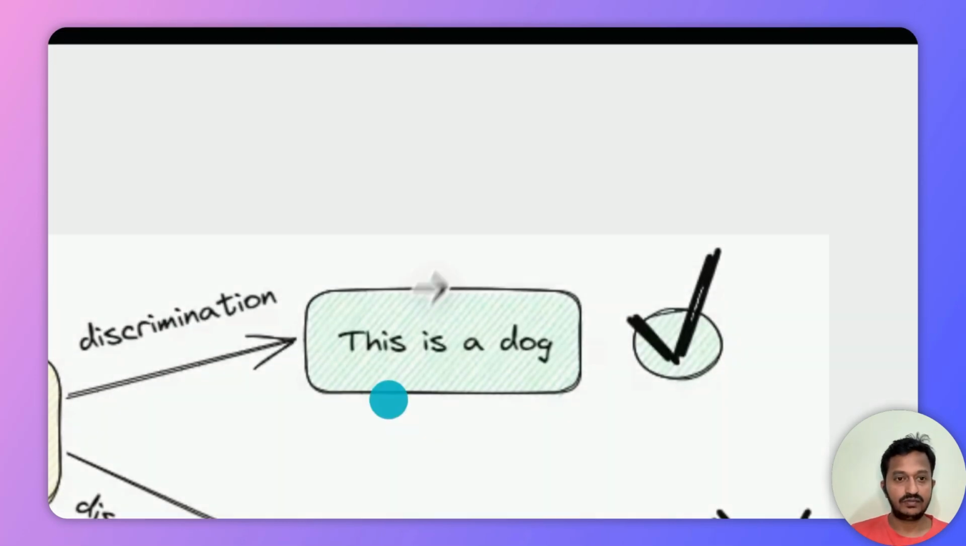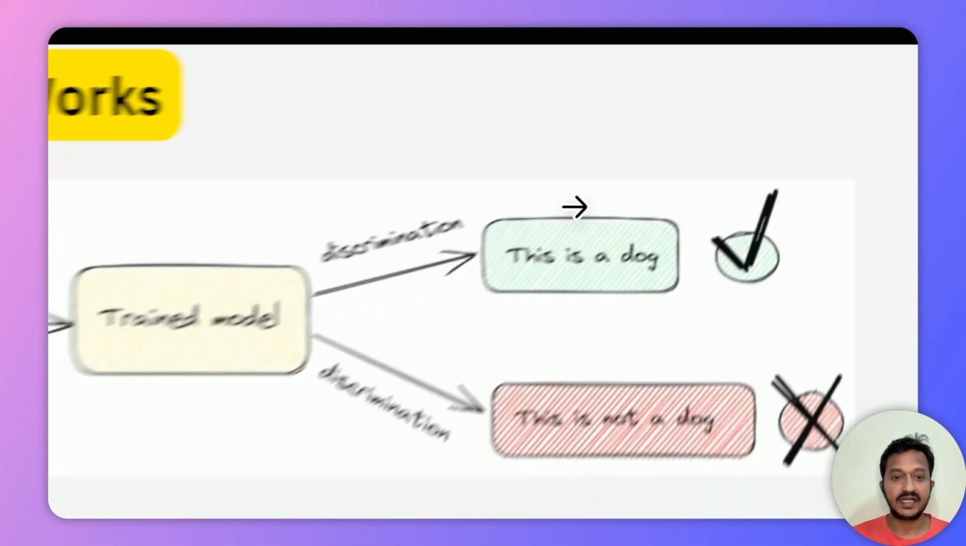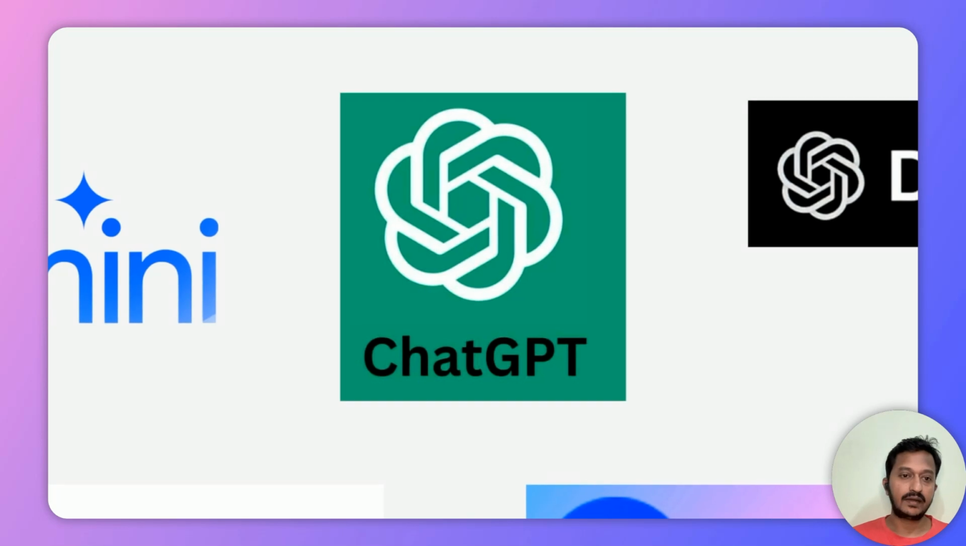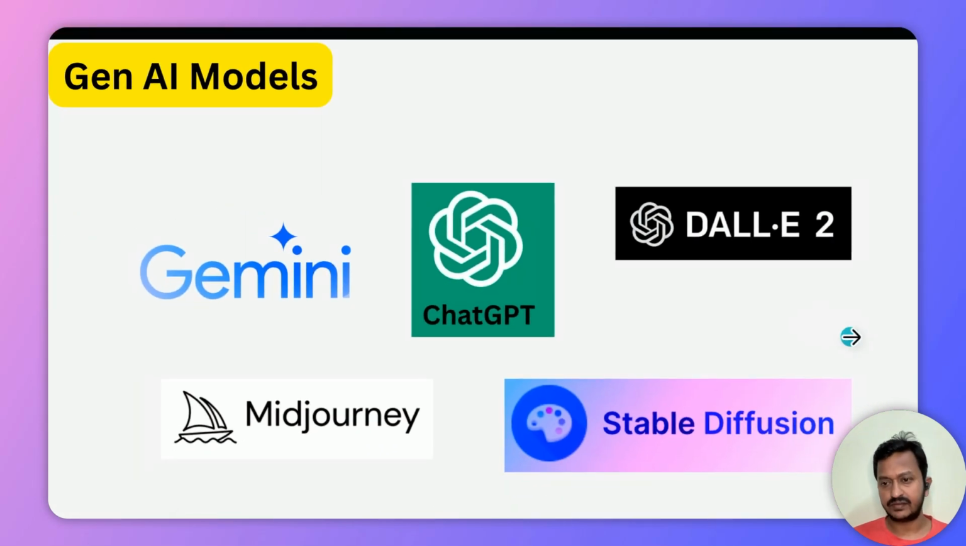So how Gen AI basically works: the traditional AI, like we saw, is trained on images of dogs, and the model just discriminates whether it is a dog or a cat, right? If you feed it a dog, it will just say, yes, this is a dog. Whereas the Gen AI model is trained on text from various sources. If you give it a prompt, a query like what is a dog, it's actually going to explain what a dog is. The traditional AI models don't do that. And these are some of the Gen AI models we know: ChatGPT, Gemini, Midjourney, Stable Diffusion, and DALL-E 2, right?